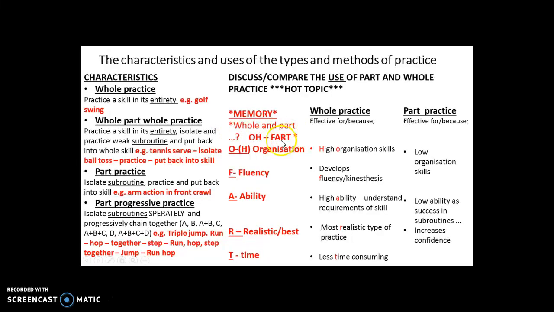And one reason why you do that is because the OH comes at the top here. And it's talking about organisation or high organisation skills. So the OH, organisation high, put that to there. It's good for high organisation skills. Fart. F, it's good for developing fluency, okay? A, ability, okay?